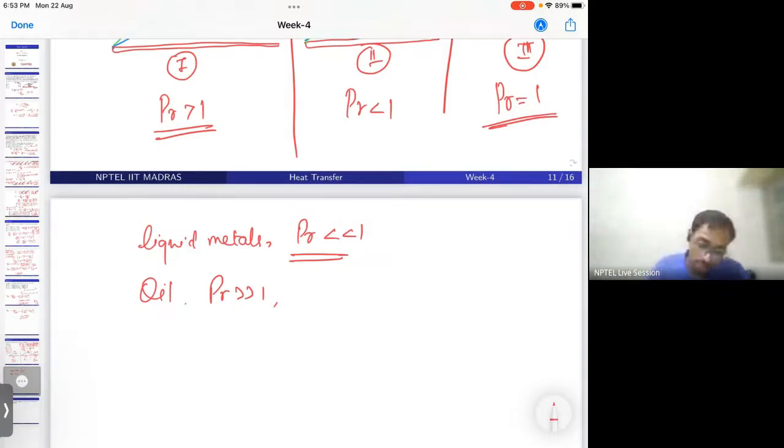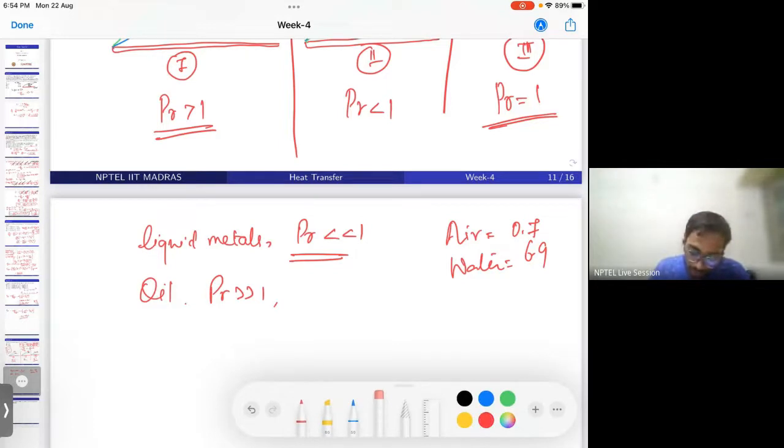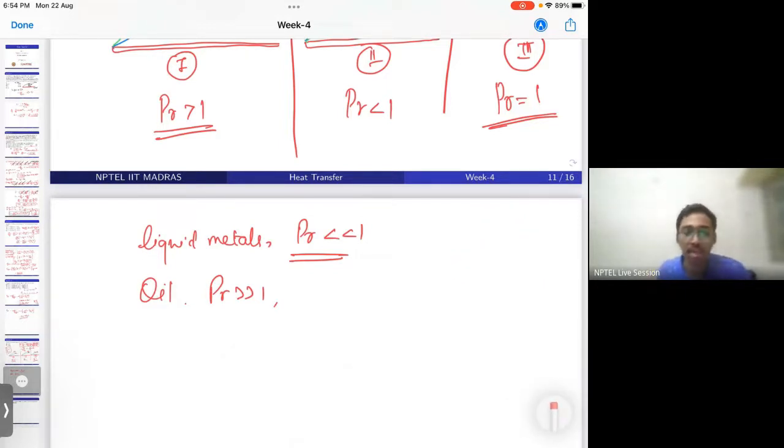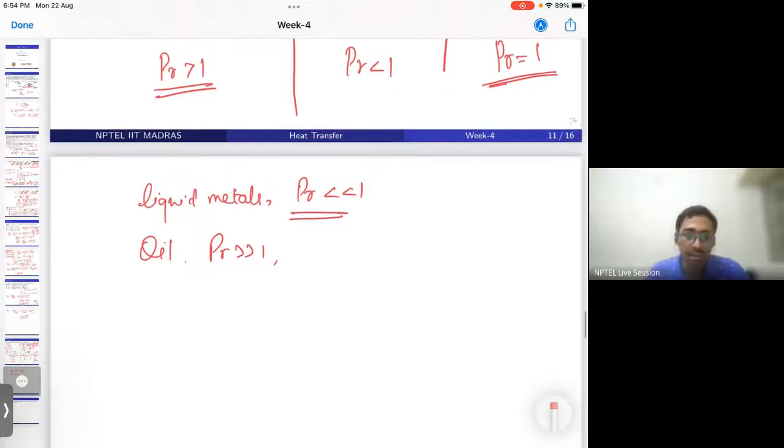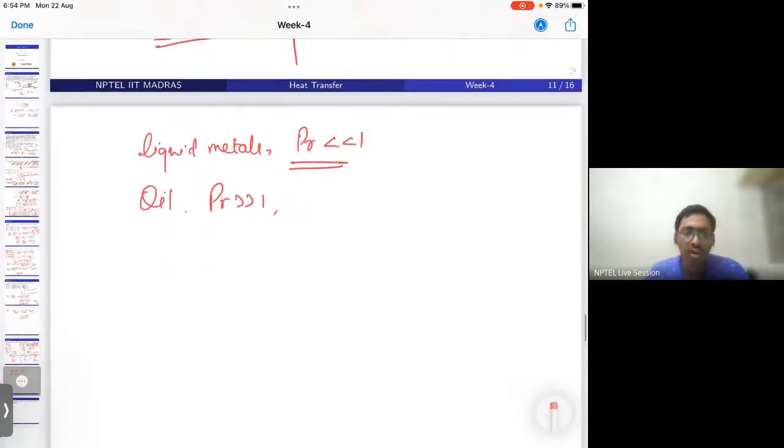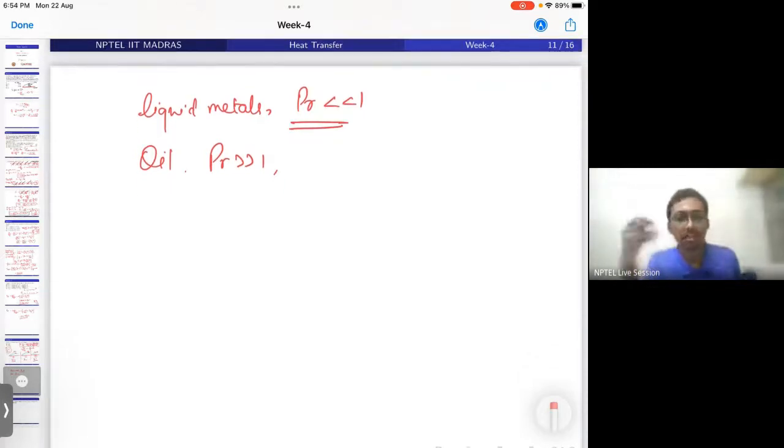large. Some common Prandtl number values: for air it is 0.7, and for water it is almost 6.9 to 7 at 25 degrees. So just have an idea about the Prandtl number of commonly used fluids like air and water, because sometimes it may not be given in the question. Please be familiar with the Prandtl number values of water and air.